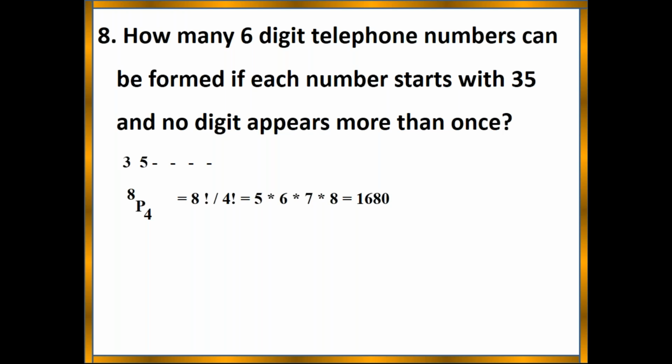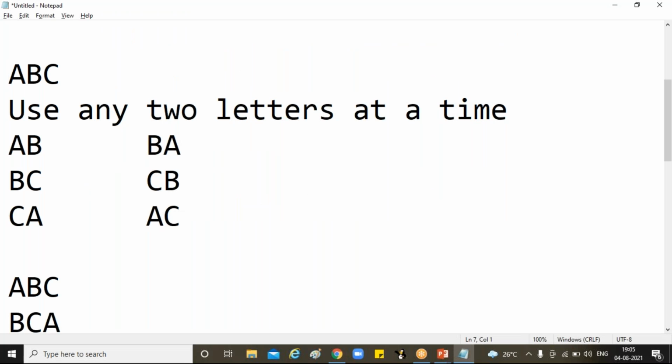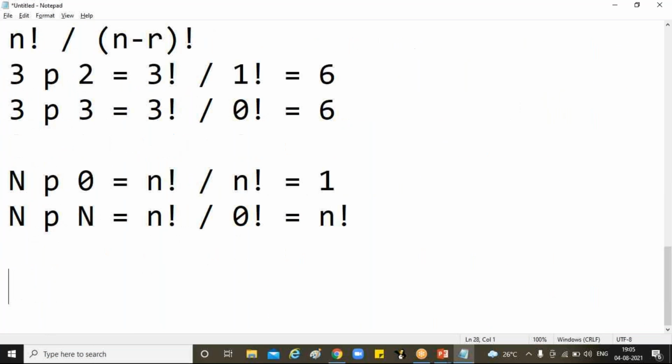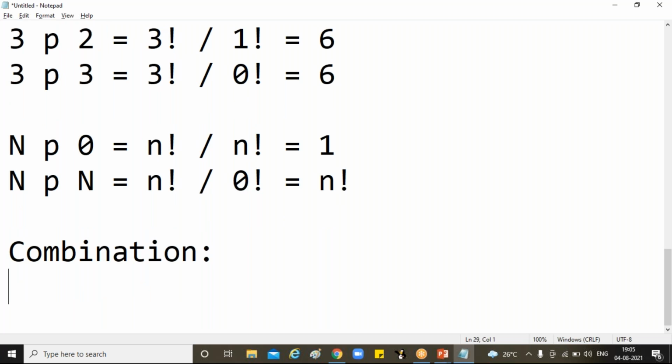Write down the side heading combination. First of all, concentrate on permutation, next combination, and finally we have to go for the general problems.